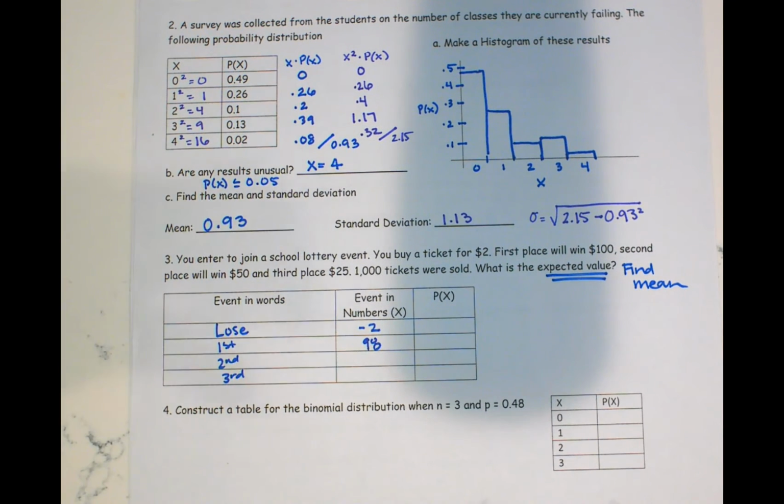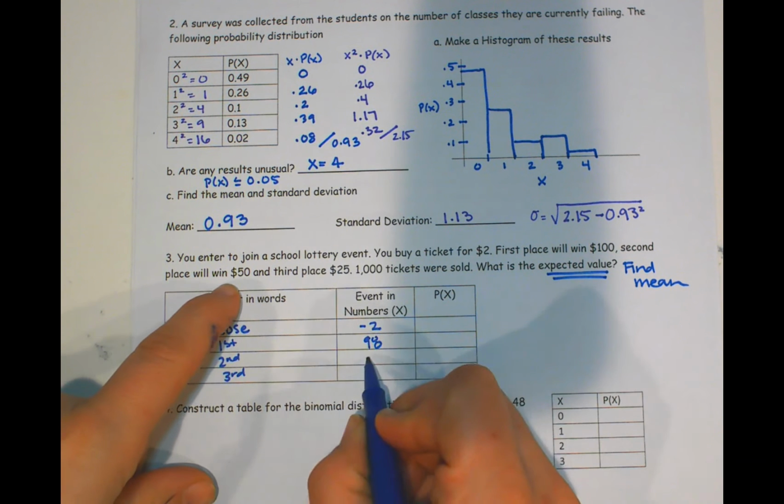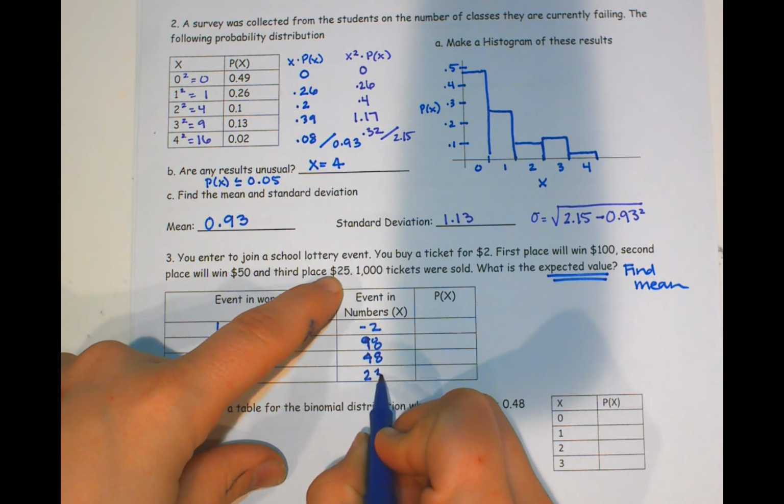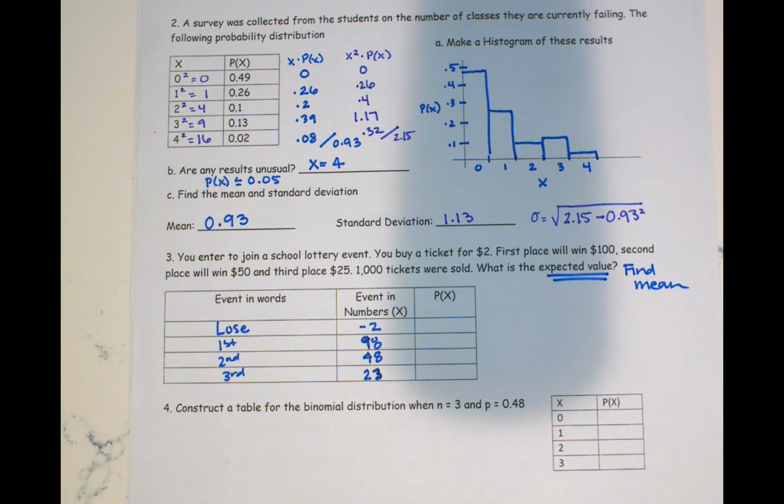You profit $98. You gave them $2. So you're getting $2 back plus an additional $98. Same thing for second place. You wouldn't win 50, you would win 48. And then you wouldn't win 25, you'd win 23. Because you're always taking into account the $2 that you put in.